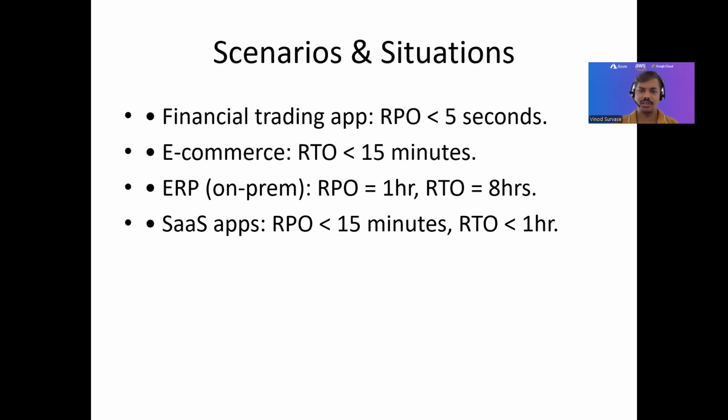There are some scenarios and situations where we can go ahead and implement it in the right way, including financial trading apps. RPO should be less than 5 seconds, including its recovery point objective, right? Because we want to bring that data back as soon as possible. Similarly, for different scenarios like e-commerce, RTO less than 15 minutes; ERP on-premises, RPO 1 hour, RTO 8 hours; and SaaS-based applications, RPO less than 15 minutes and RTO 1 hour, right? So these are the scenarios that we can put together and implement that strategy appropriately and deploy it across.